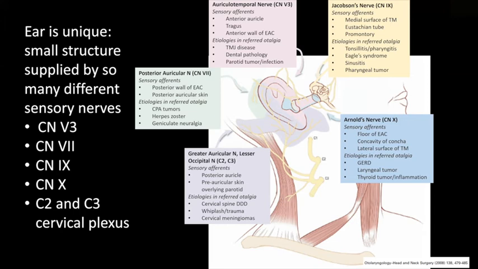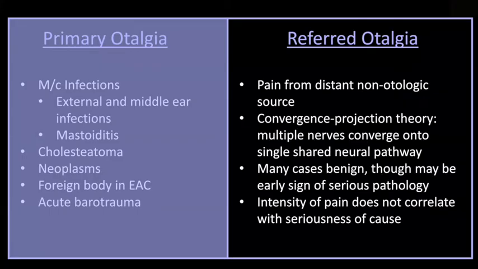And this is similar to or analogous to a patient experiencing left arm pain when having a heart attack. Many cases of referred otalgia are benign, though it may be an early sign of serious pathology, and neoplasm is the most worrisome cause of otalgia that we don't want to miss. Now, the intensity of the pain doesn't really correlate with the seriousness of the disease. Dental disease can produce very severe pain, while a cancer may produce a very mild, dull pain.